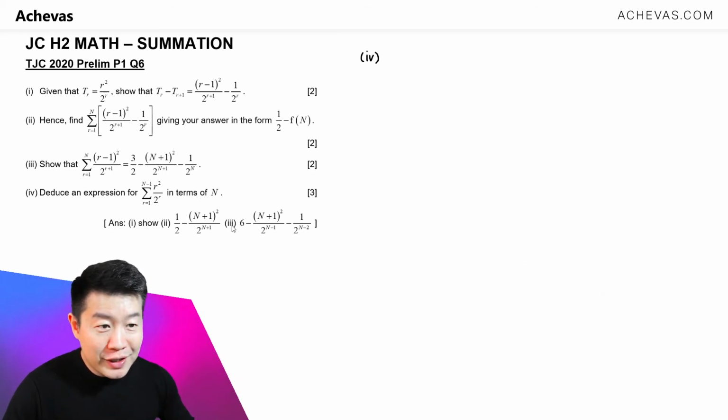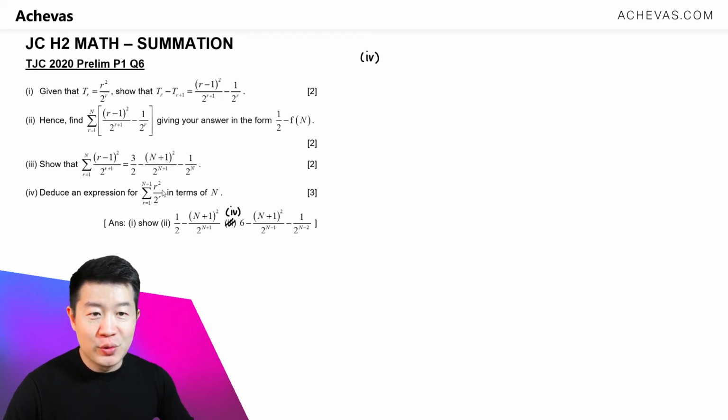First of all, I do realize that this is part 3, but this is actually the answer for part 4. So we are supposed to find this, making use of the previous part, and our answer should be this. So to find this, I'm going to make use of the result from part 3. Let me quote this, which is in part 4: we are supposed to sum from r equal to 1 to n minus 1 of r squared over 2 to the power of r.